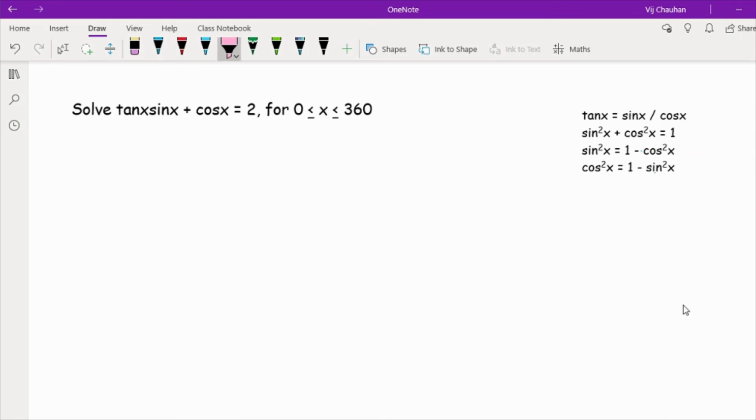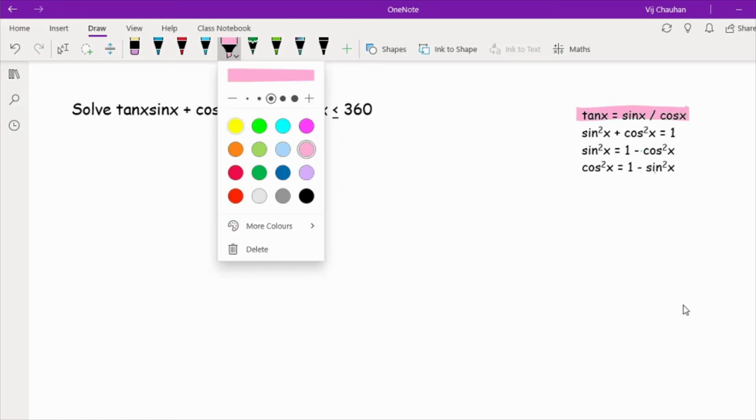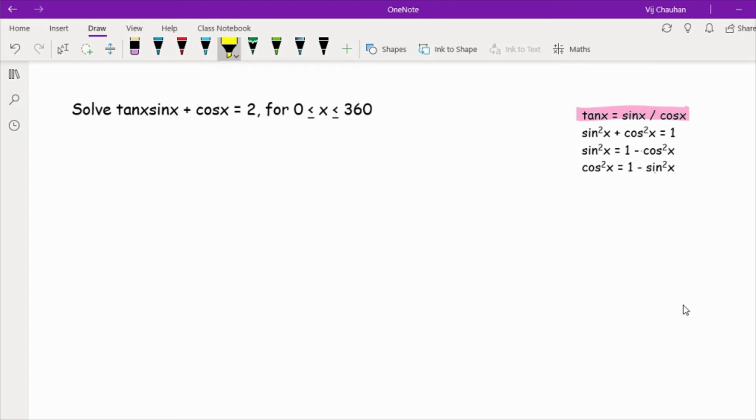So in my 5th example here, we can see that we've got no powers, so the only trig ratio I can potentially use is going to be this top one. The question asks us to solve tan x sine x plus cos x equals 2 for the range of 0 to 360. So the only thing I can change is this tan x. If I go about doing just that, I get sine x over cos x. I'm going to put that in brackets so you can see what I've replaced, and then I've got times sine x plus cos x equals 2.